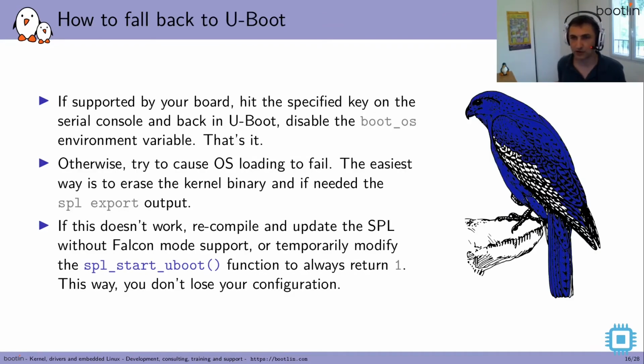A frequent question is how to fall back to U-Boot. If that's supported by your board, you can hit the specified key on the serial console, and when you're back in U-Boot, you can disable the boot_os environment variable. Otherwise, you can try to cause the OS loading to fail by erasing the kernel binary in storage, and if needed, the SPL export output as well. If this still doesn't work, recompile and update the SPL without Falcon mode support. That will cause U-Boot to be loaded. Or temporarily modify the spl_start_uboot function to always return 1. This way you don't lose your configuration.